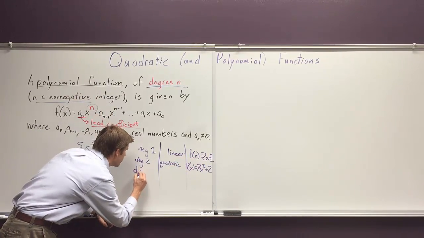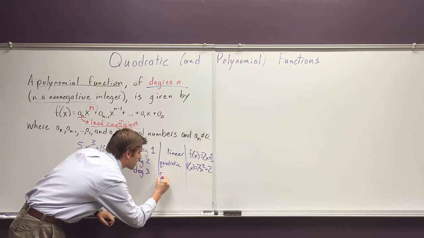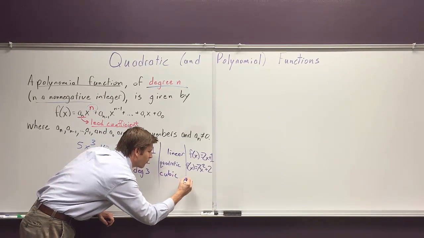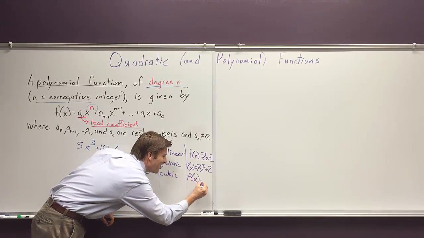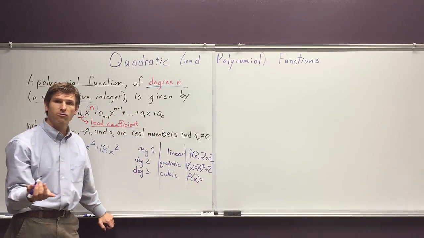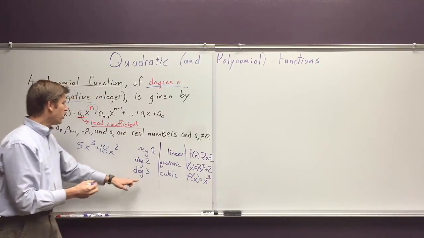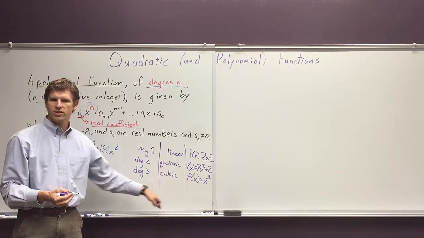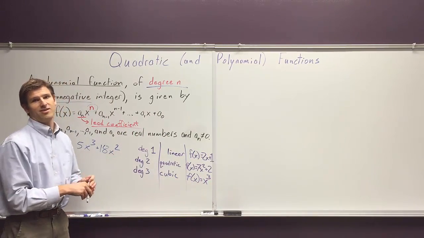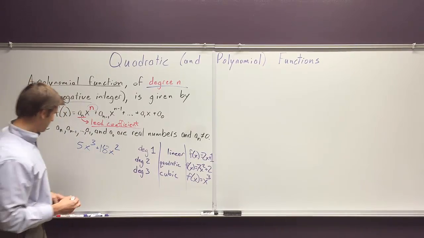And then degree 3 is called cubic. We'll give ourselves a real softball here. You could even have that lead coefficient be 1, so you could just write x to the 3rd. And all the other ones are 0. Degree 4 is called quartic. Degree 5 is called quintic, and we probably don't care that much.